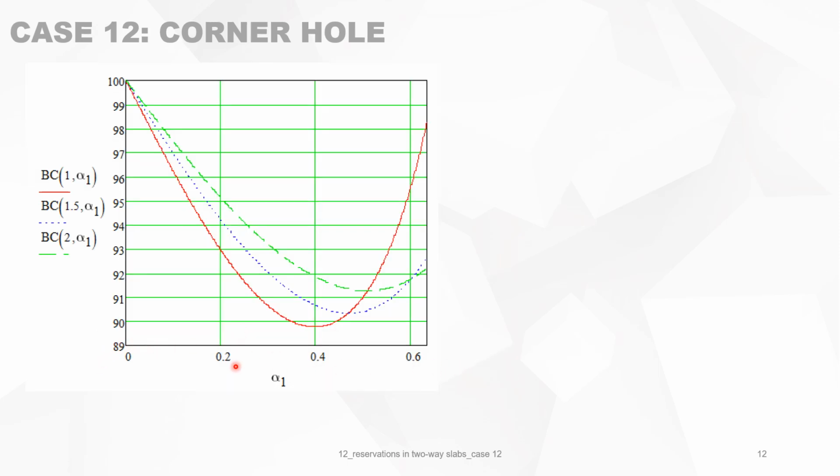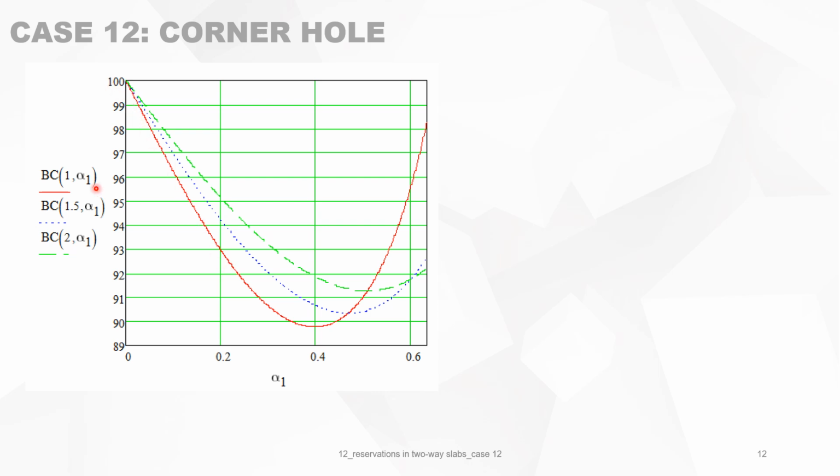On the x-axis now, we put the smallest dimension of the reservation, alpha 1, within its limits. And we put on the y-axis the bearing capacity as a function of alpha 1 for a fixed alpha. This is for a square slab, this is for a rectangular slab.